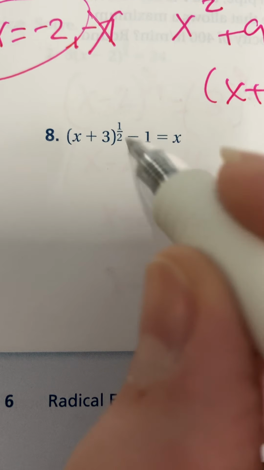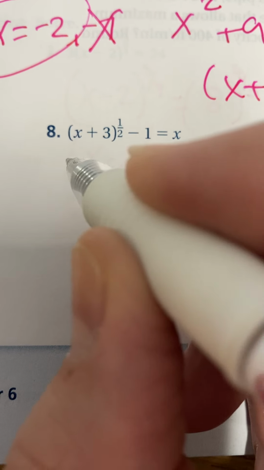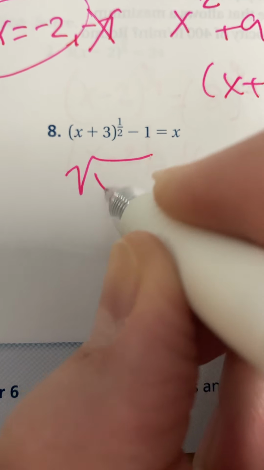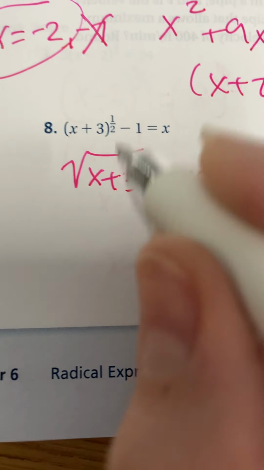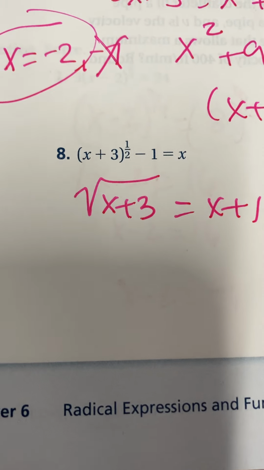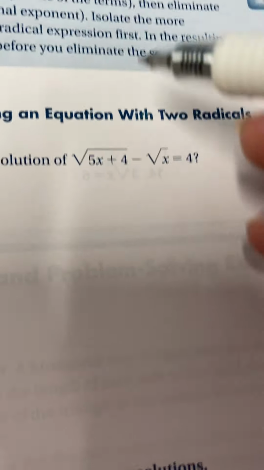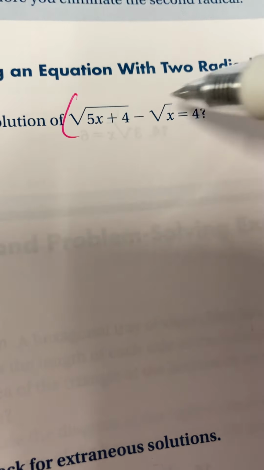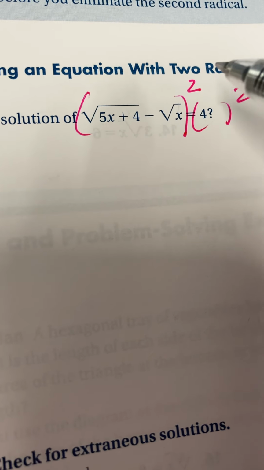Okay, here, you're going to add the 1 over. Remember, this is just a square root. 1/2 is a square root, so this is really the square root of x plus 3 is equal to x plus 1, because you're going to add that over. You square both sides. You got the idea. When you're solving something here with 2 radicals, you are going to square this side and square this side.